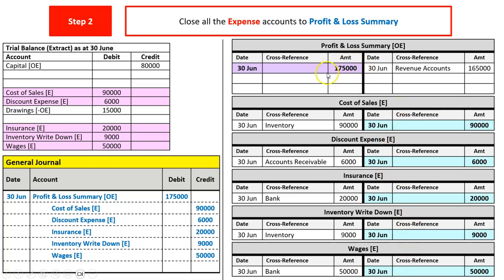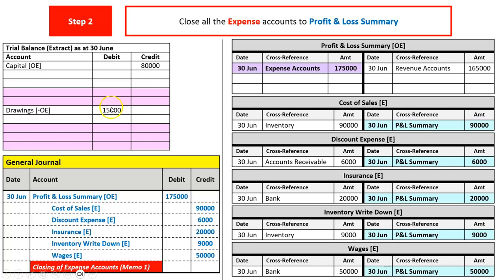so it makes sense that they would show up as debits there. I'm going to do my references, and I'm just going to do one giant reference that says expense accounts rather than referencing them all individually or putting them on separate lines. And for all the expense accounts here on the credit side, the reference is always the same, profit and loss summary. Do a narration, closing of expense accounts, memo 1. So I've now closed all the expenses, so looking at our trial balance, all the revenues are gone already. Well, now, so are all the expenses.